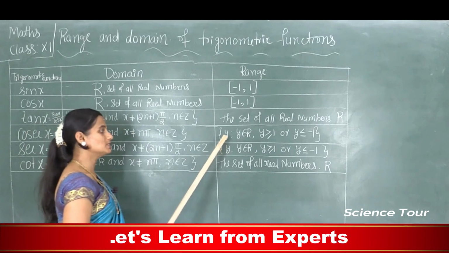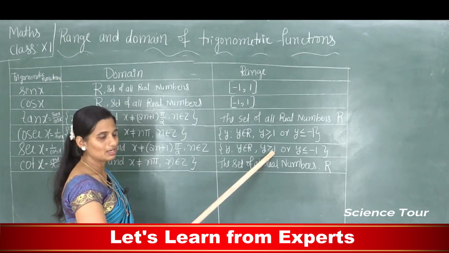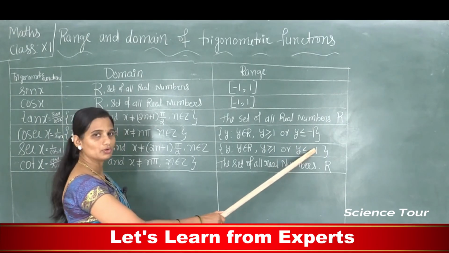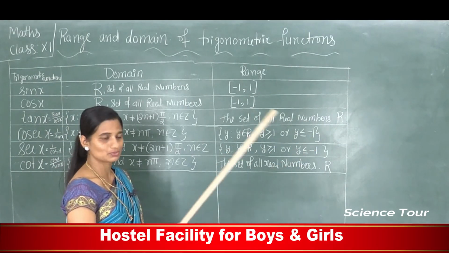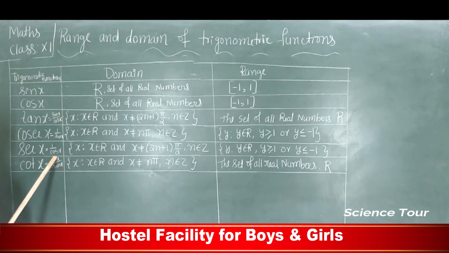Now next, the range is what? y such that y belongs to R and y is greater than or equal to 1 or y is less than or equal to minus 1. If you see the table values of secant x, you can observe it, you don't get 0 as an answer. Okay.